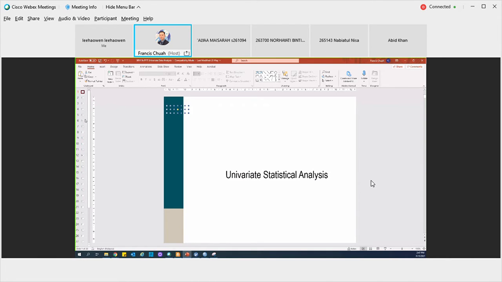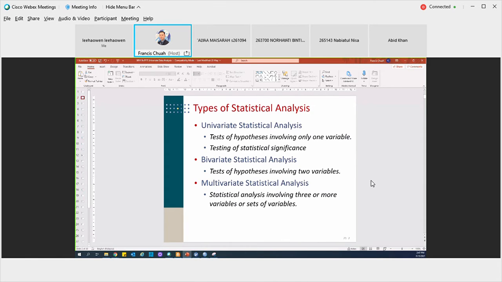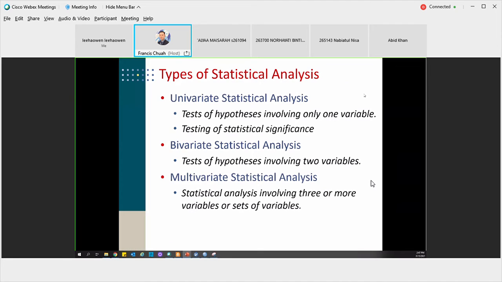I believe that would take up much of the time. Then if time permits, we will move on to univariate analysis again, but it is a univariate analysis that is more than two groups. Okay. So in the last class we discussed something about this.